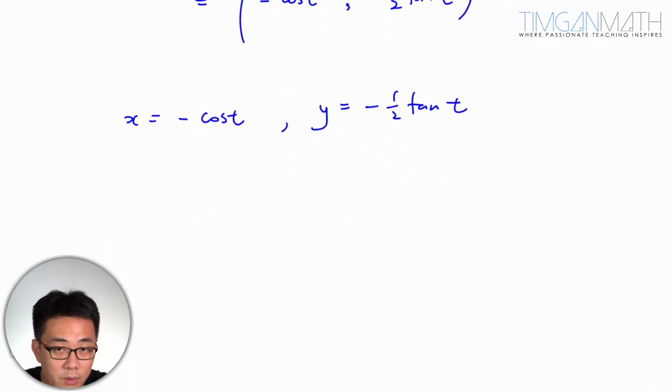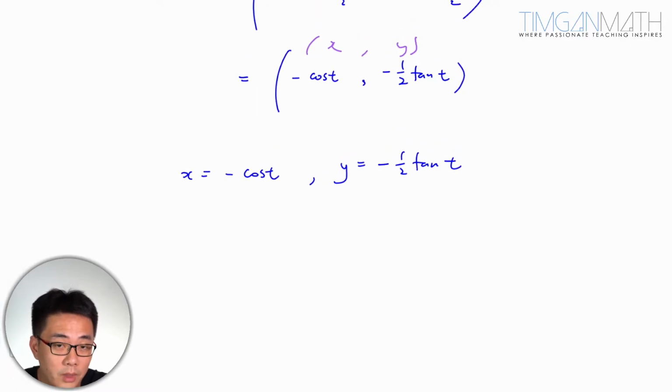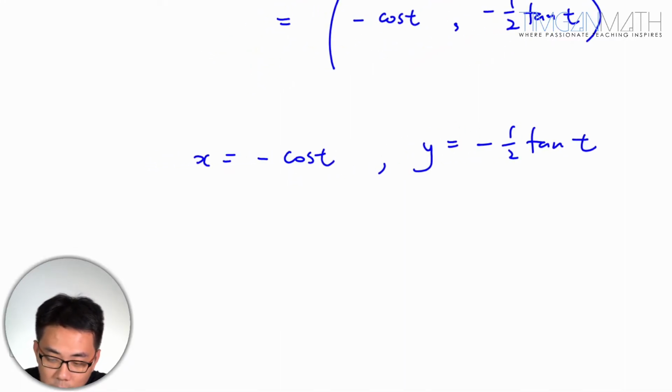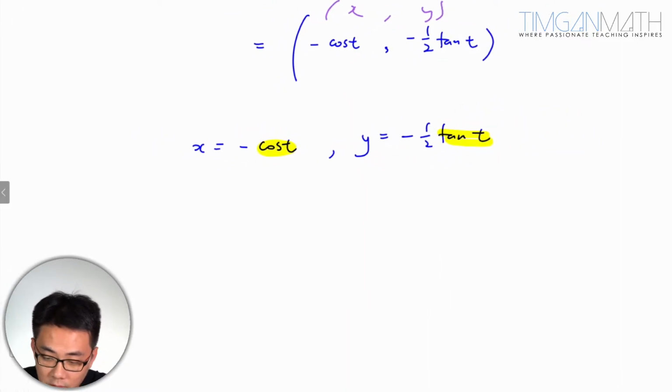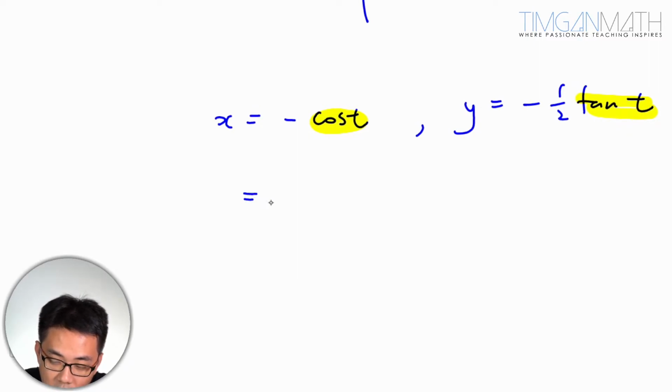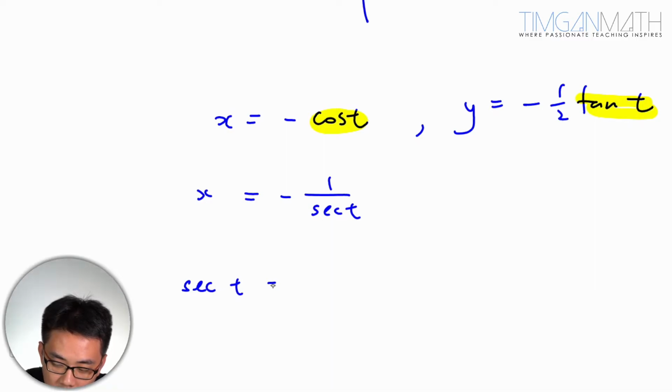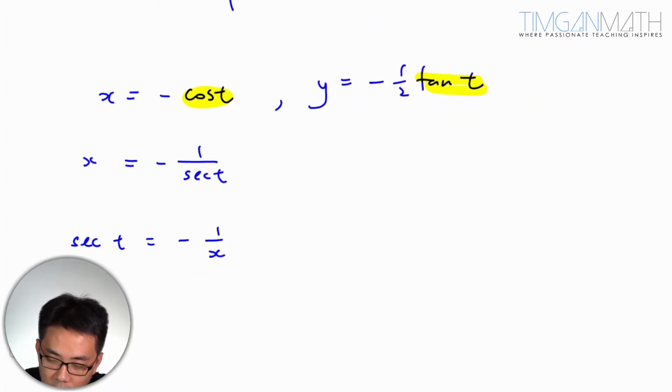Alright, then what we need to do now is find a formula which relates both of them. So how do we find a formula which relates tangent t and cosine t? There's one particular formula: we can change this to secant, right? So x is actually 1 over secant squared t, negative. Tangent and secant are very closely related, so secant t is equal to minus 1 over x, and tangent t is equal to negative 2y.